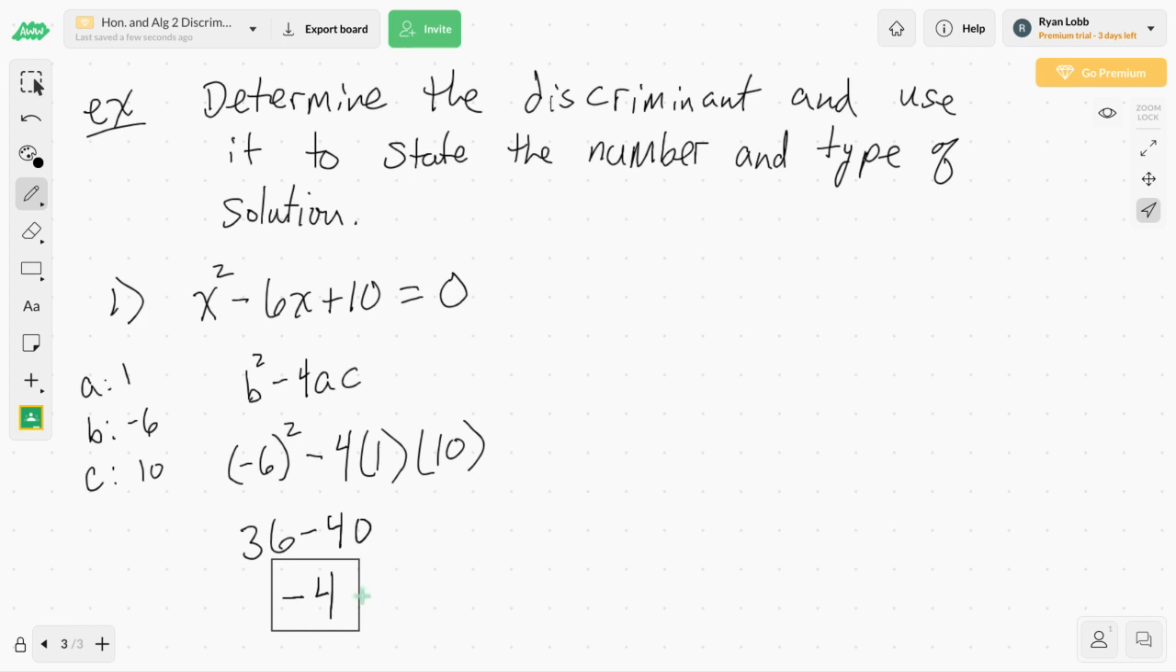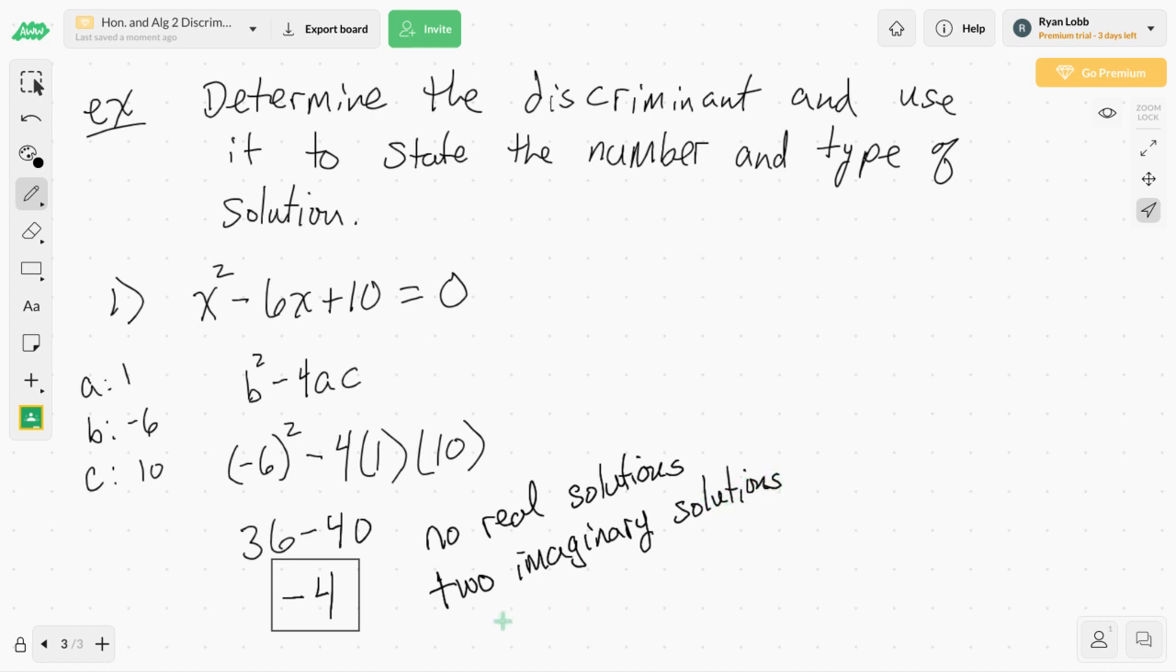That's the discriminant. Now notice that that is less than 0. So if it's less than 0, what's that mean? It means there's no real number solution. There's no real solutions, okay? It means there are two imaginary solutions, okay? And that would mean that there's no real number x-intercepts, okay? That's it. Discriminant tells you the number and type of solution.